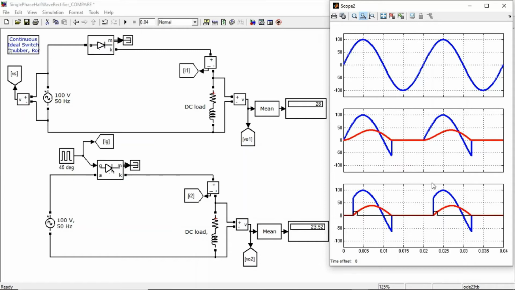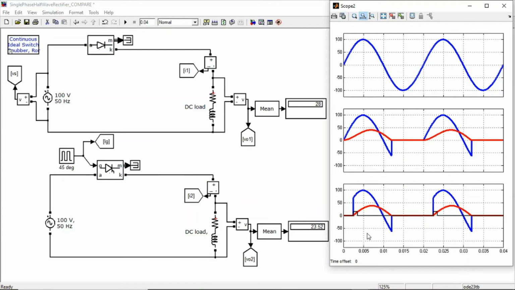However, we can see from the graph that the starting time of each current conduction is different. In the uncontrolled rectifier, the starting time starts at t equal to 0, while for the control rectifier, it starts beyond 0, where this time is referring to the time where the control signal is applied to the rectifier. And this time is equivalent to the firing angle.